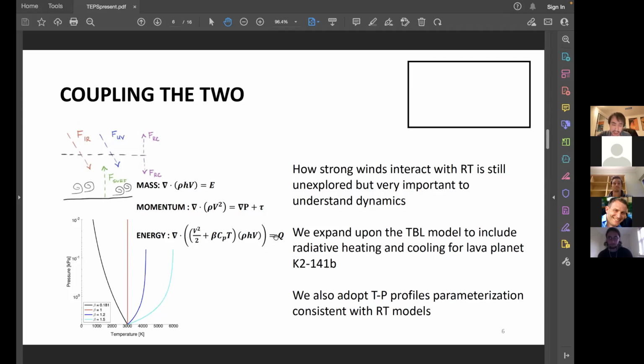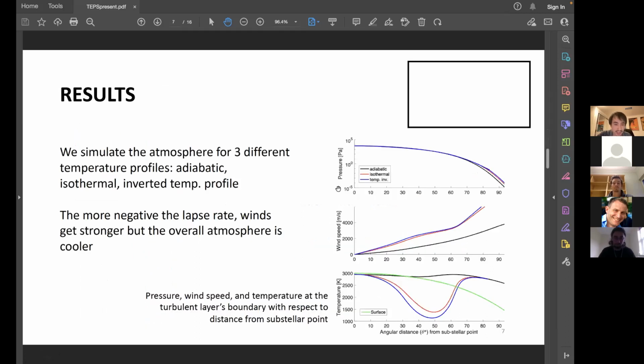And so we're gonna use this new model to explore the atmosphere on the lava planet K2-141b, because that's one of the lava planets that James Webb will look at during its cycle 1. And we're also going to try and adopt different temperature profiles or parameterizations that are consistent with the radiative transfer models. And so here are the results. So we did 3 main runs, one for an adiabatic temperature profile, one vertically isothermal, and another one with a strong temperature inversion.